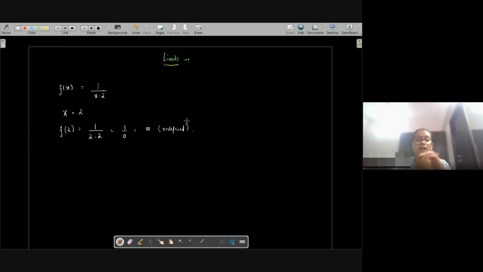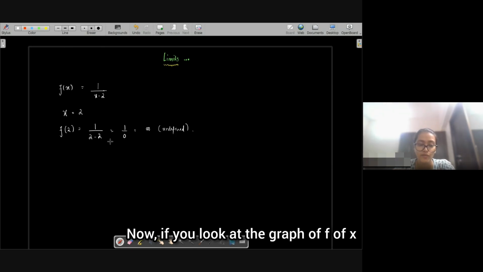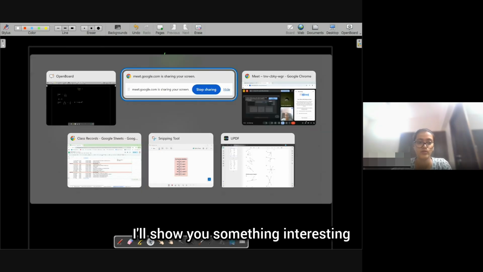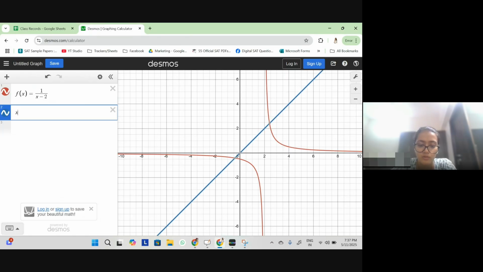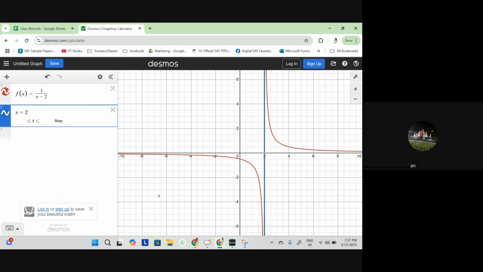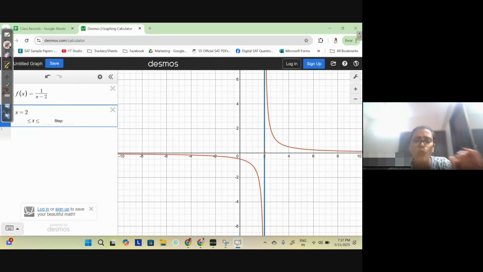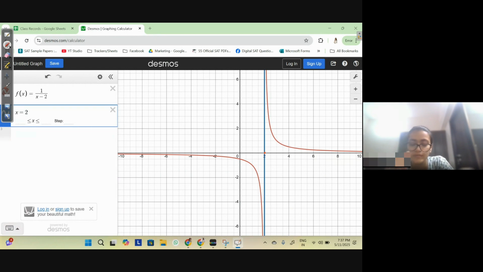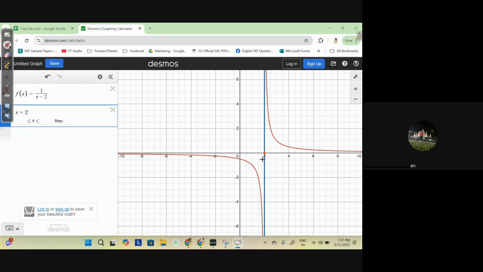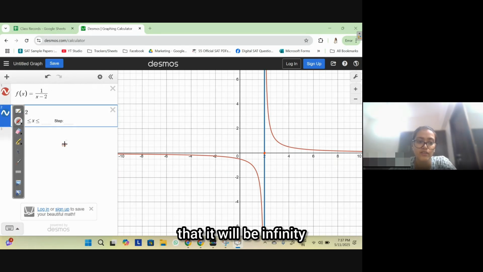Now, the thing that you mentioned, the left side and the right side, when x values go to the left side and the right side, what does that mean? Now, if you look at the graph of f of x, I'll show you something interesting. So what is happening at this point, x equals 2? At x equals 2, what would you say the value of the function is? Undefined. Okay. So undefined means you're saying that it will be infinity.